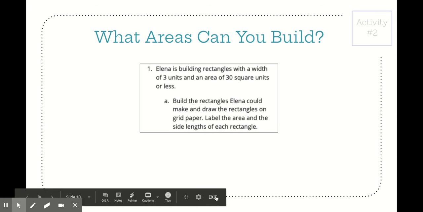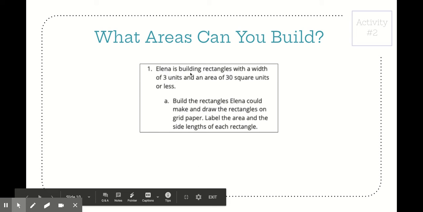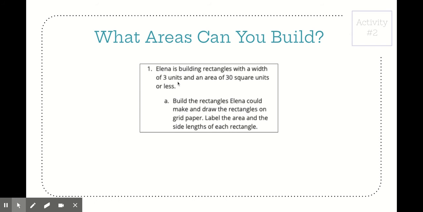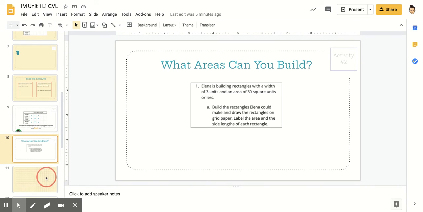Let's take a look at the next activity. It says, Elena is building rectangles with a width of 3 units and an area of 30 square units or less. Your job is to build the rectangles Elena could make and draw those rectangles on grid paper on the next slide. Label the area and the side lengths of each rectangle. So let's go ahead to that next slide.